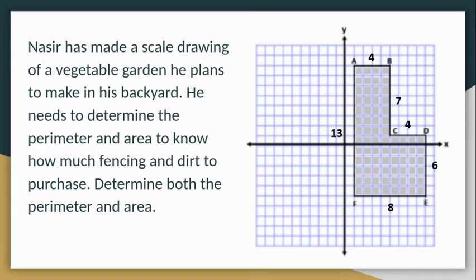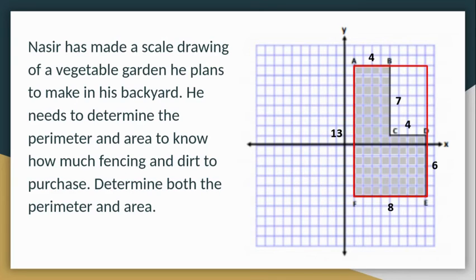I can see that this figure looks like it is made up of two rectangles. Let's draw a line separating them. Now that we've divided this figure into two rectangles, we can find the area of each and total them to find the area of our compound figure.